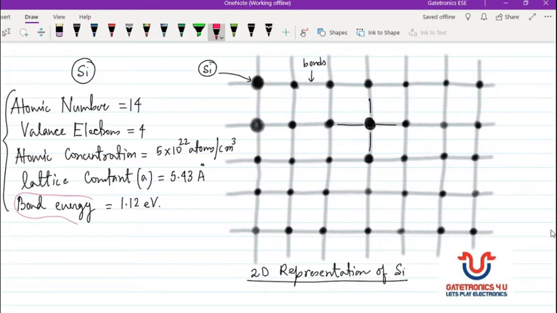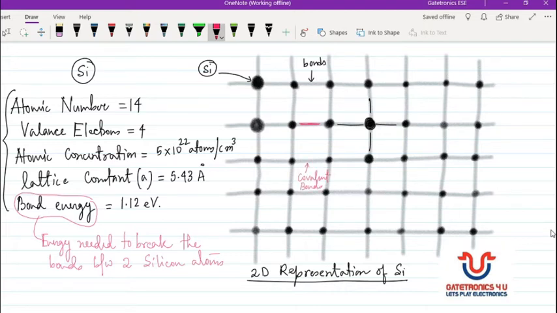This bond energy means how much amount of energy is needed to break these bonds. So we can write energy needed to break the bonds between two silicon atoms. And we also know the bond of silicon is of covalent nature. So these are covalent bonds. This is all about the crystal structure of silicon.